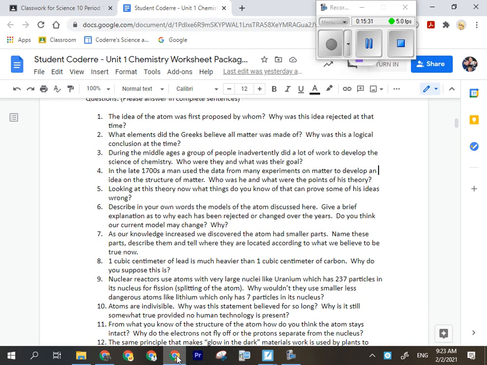Number 8, 1 cubic centimeter of lead is much heavier than 1 cubic centimeter of carbon. Why would that be? Let's assume that that cubic centimeter has the same number of atoms. So I have the same number of lead atoms as I have carbon atoms. Why would the lead be so much heavier?